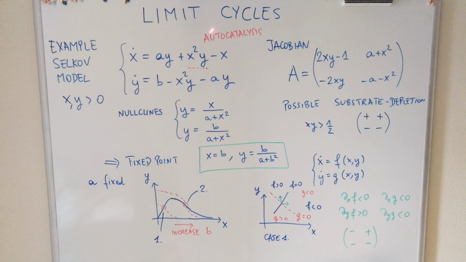All right, we continue now with one specific example. This is called the Selkov model. It is described by these two differential equations, x dot and y dot. These are some chemicals, and these are some chemical reactions. They describe some chemical reactions, okay? So these chemicals have concentrations x and y. Therefore, they have to be larger than 0, or eventually 0.